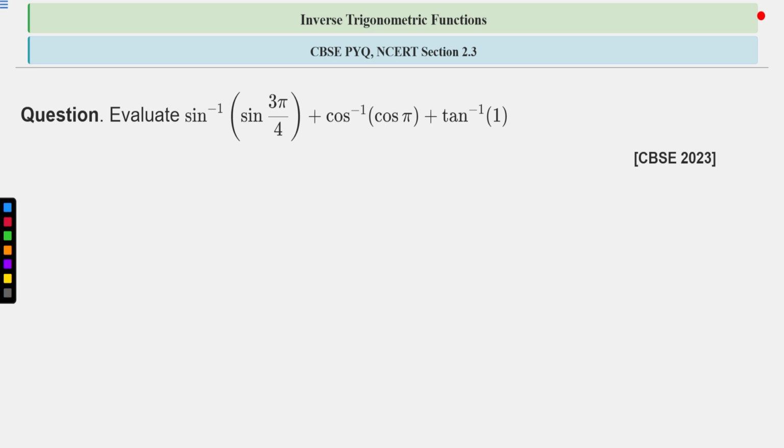And also for the second expression, which is cos inverse cos pi, pi is lying in the interval 0 to pi, right? Clear? So we can simply write the value of this. And also for tan inverse 1, we know the value, right? Clear? So in such a way, by putting all the values, you can easily find the value of the given expression, right? So you have 10 seconds to solve or think about this question. After that, we'll move to the solution part.